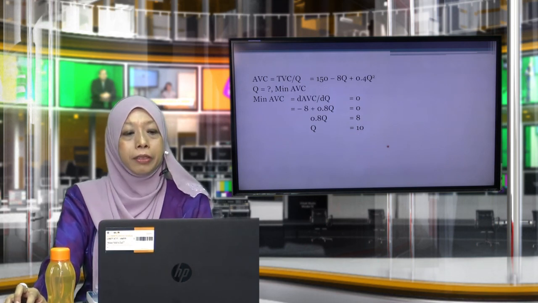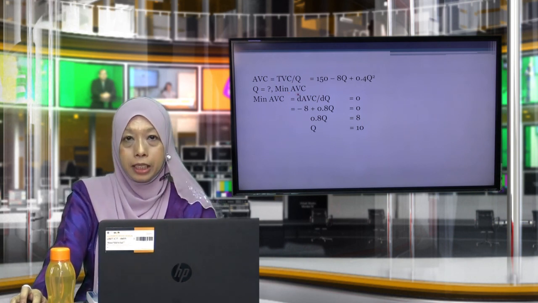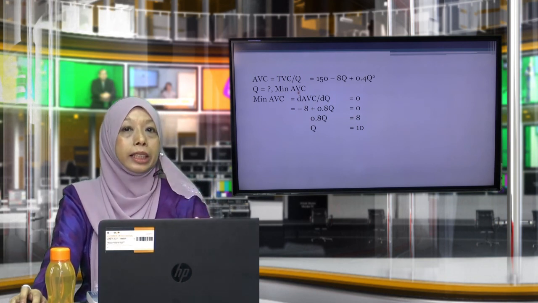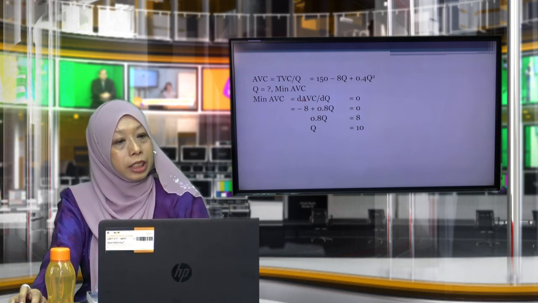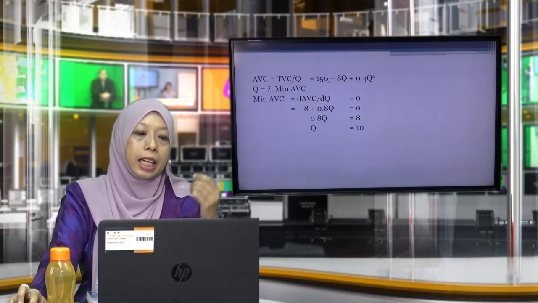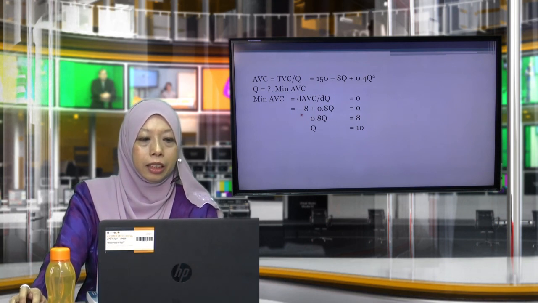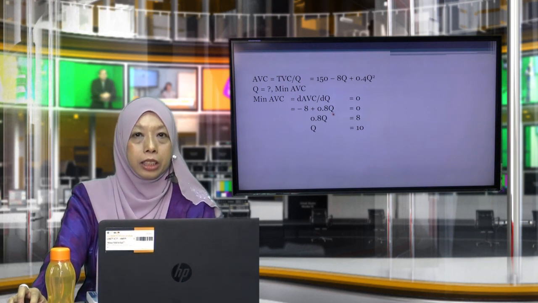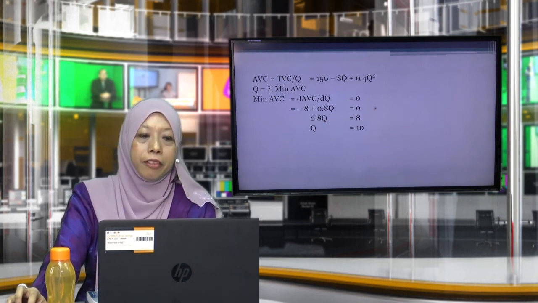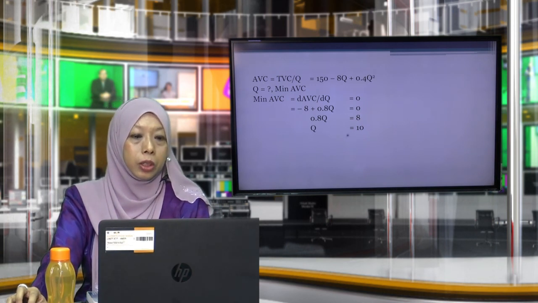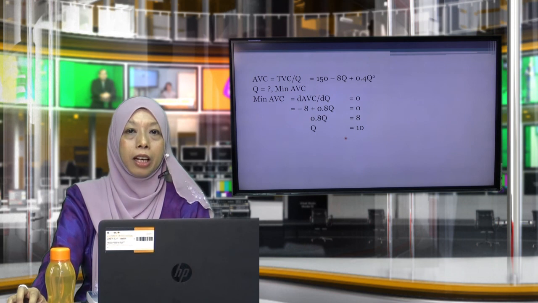Now, the second half of the question wants you to find Q where average variable cost is minimized. Again, minimizing or maximizing, that's optimization. It requires you to differentiate the function and set equal to 0. Because you want to minimize average variable cost, you differentiate average variable cost and set it equal to 0. This is the average variable cost which you have derived just now. When you differentiate it, you will get negative 8 plus 0.8Q, and you set it equal to 0. To solve for Q, you bring Q on one side, figures on the other side, and you will get Q equals 10.